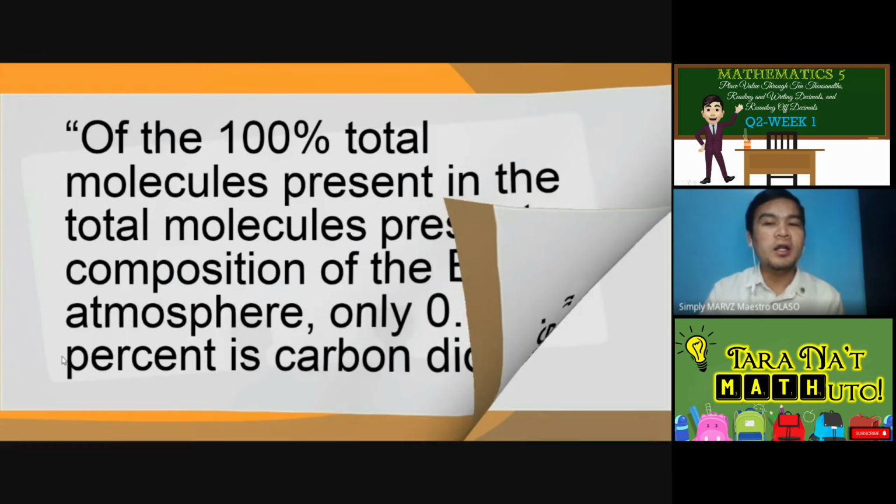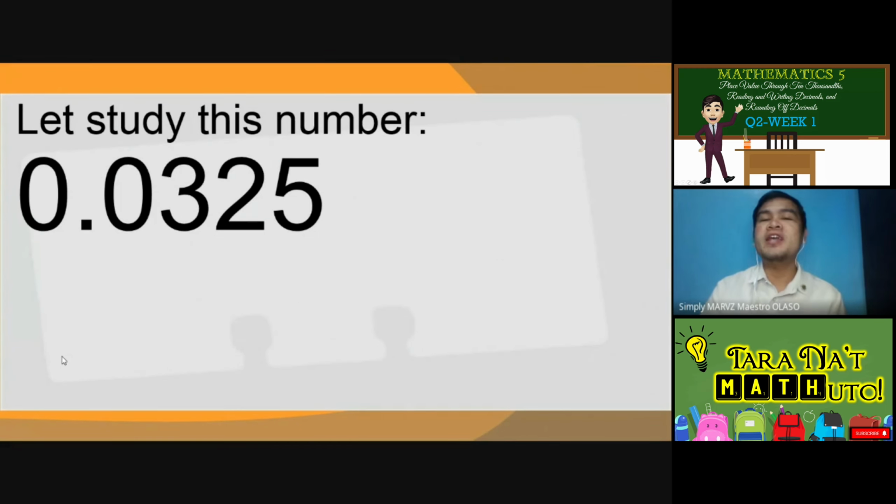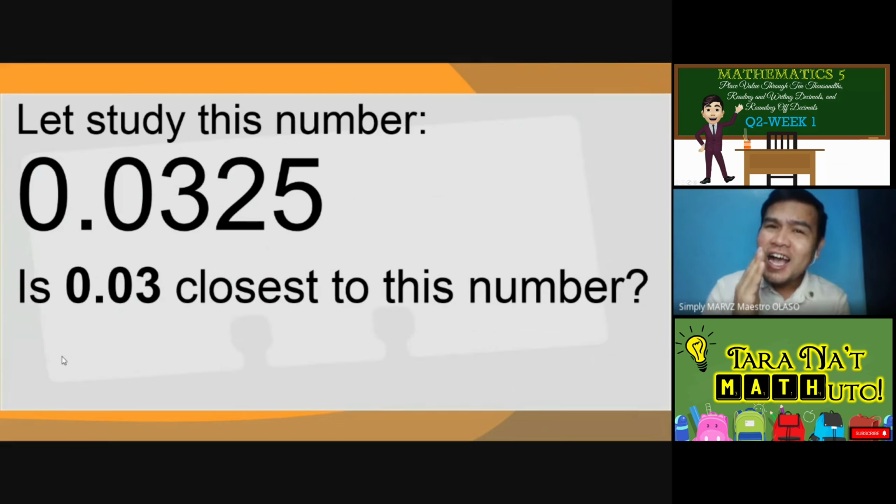So, let's go back with the number. Let's study this number again. This is read as, again, can you read the number? Correct. 325 10,000ths. My question now is, is 3 hundredths closest to this number? Malapit ba ang 3 hundredths sa 325 10,000ths? So, paano natin malalaman? What's the place of 3 in 0.03? It's hundredths. So let's discuss now.